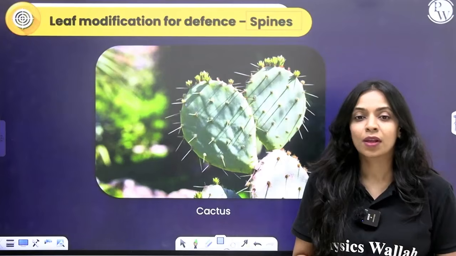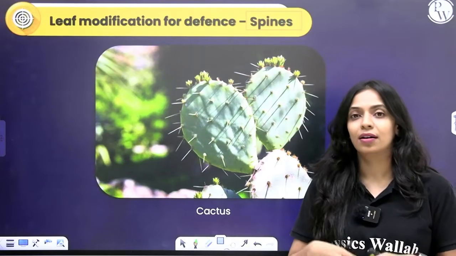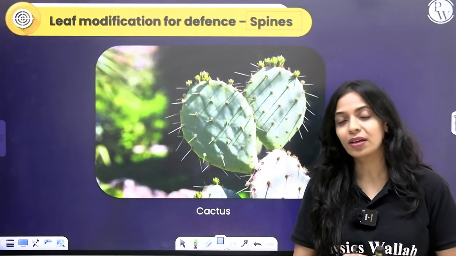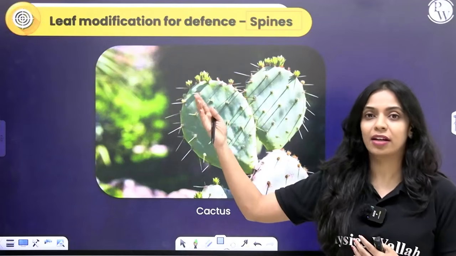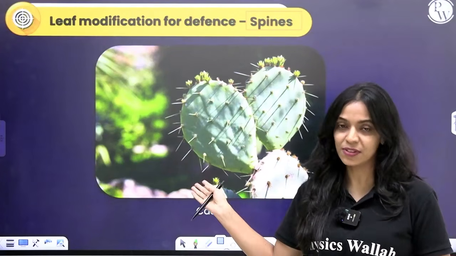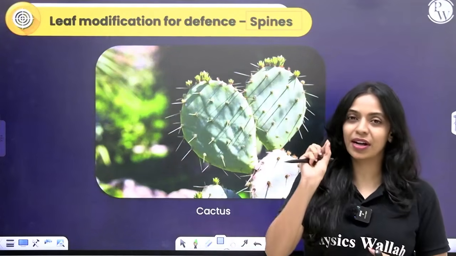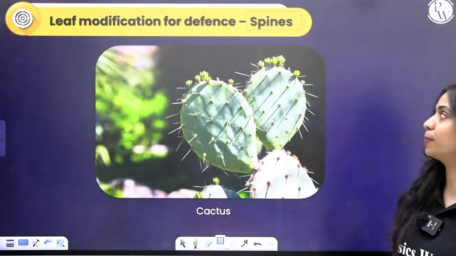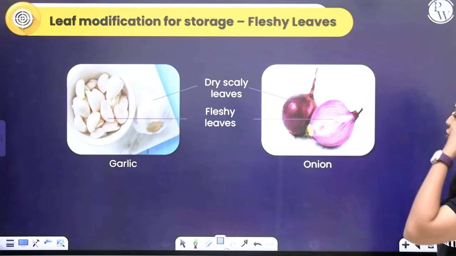So yeah, both of them help in defense and preventing herbivory, but thorns are formed from the axillary bud, and spines arise from leaves. So these are basically leaves themselves reduced and become pointed. So here we call it spines. Okay. Next we have fleshy leaves.